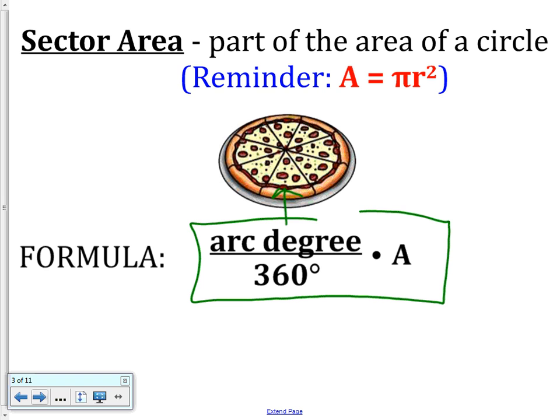Now, you probably already should have done arc length, and if you notice, it's very similar to arc length. All right, arc length was the arc degree divided by 360 times circumference. So here it's arc degree divided by 360 times the area, being pi r squared. And once again, we're going to leave our answers in terms of pi.